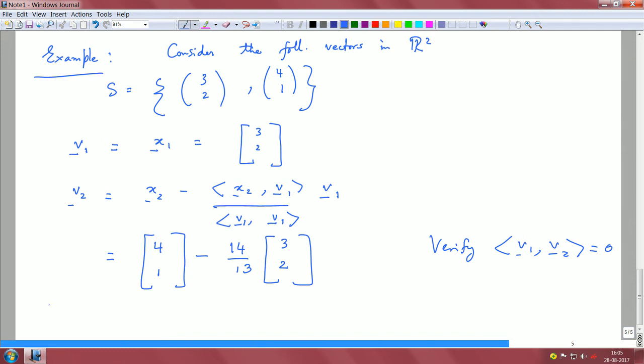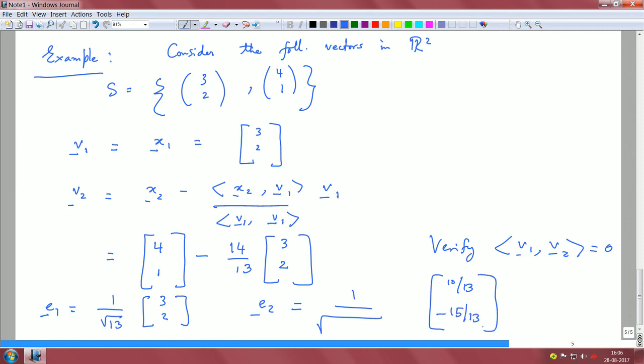And you may land up with the basis e1 is 1 upon root 13 times this vector 3, 2. You have a root 13 here because you have to normalize this so that e1 is of length one, right. So 3 square is 9, 2 square is 4, 9 plus 4 is 13, and that is where you have this root 13 factor. And e2 is similarly 1 upon the length of this vector, which is 10 upon 13 and minus 15 upon 13. You just have to take the sum of the squares of these two components.